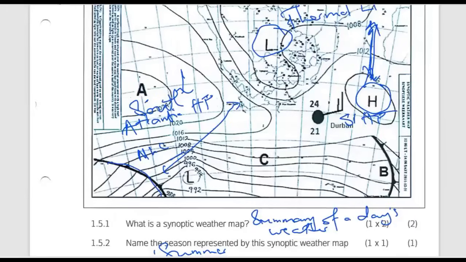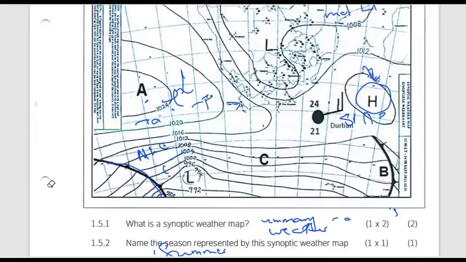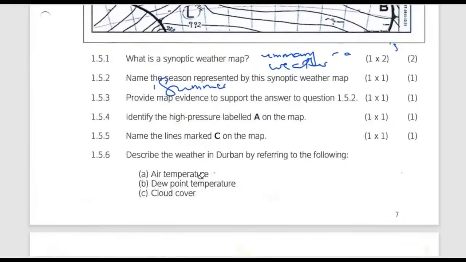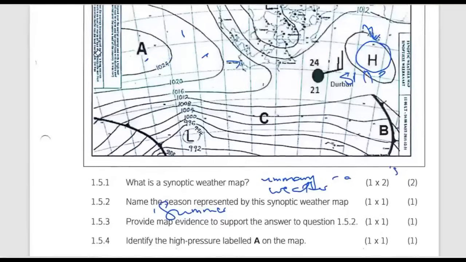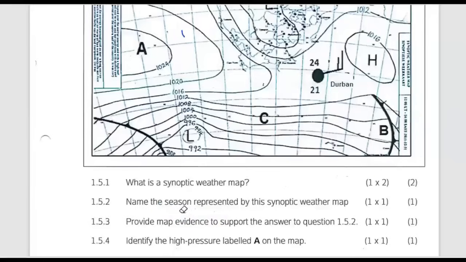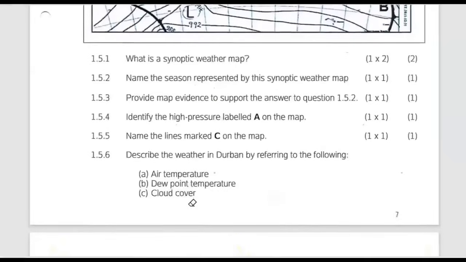Right. Then number 1.5.5, what is it saying? It says name the lines marked C on the map. I think we've talked about that in the section of multiple choice. This is a synoptic weather map, and these lines are joining places of the same air pressure. So basically, we call them isobars. That's the correct response for number 1.5.5, isobars. They show areas with the same pressure.